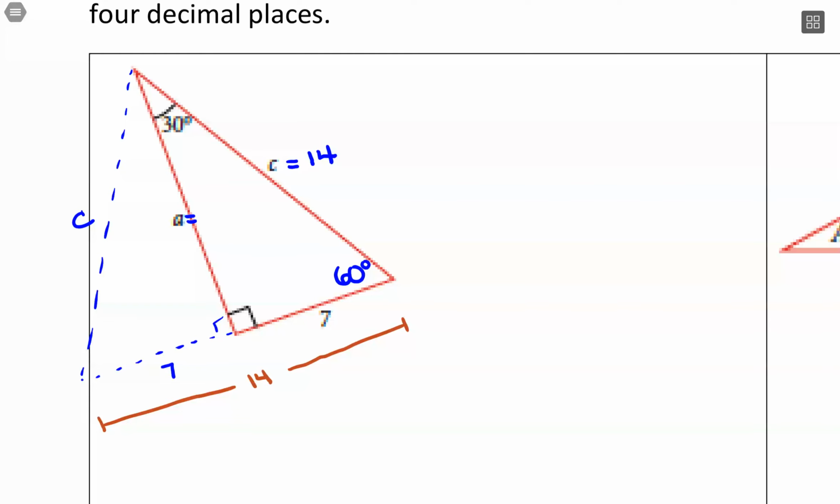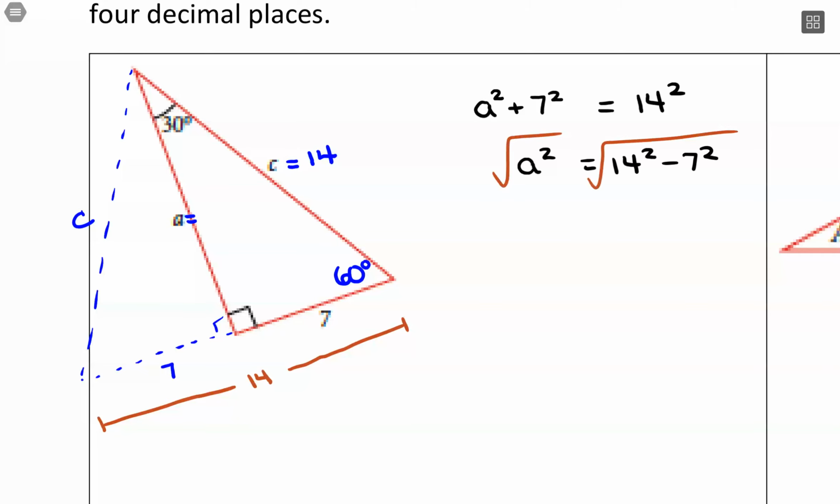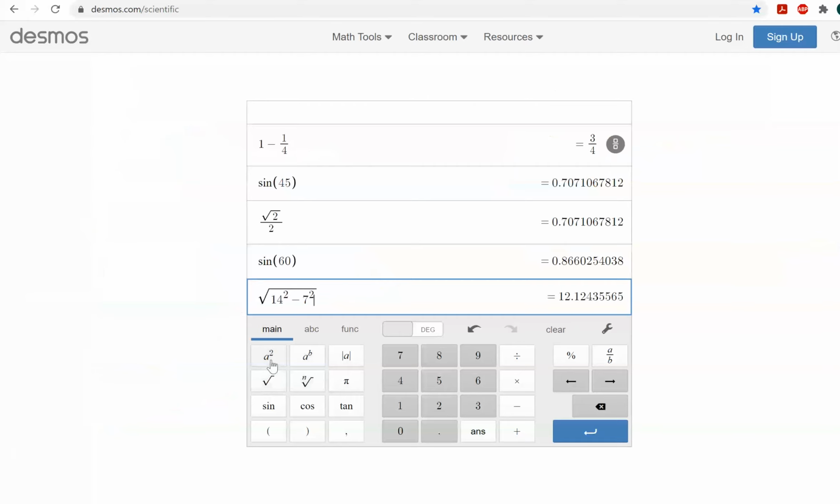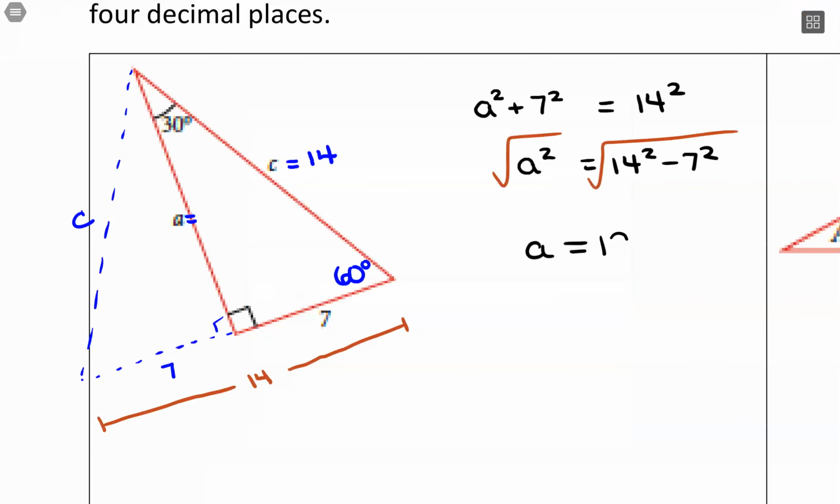So C is the hypotenuse, so we're going to have 14 squared alone on one side, and the other side will have A squared plus 7 squared, so A squared plus 7 squared equals 14 squared. And then I'm just going to solve through. A squared is equal to 14 squared minus 7 squared. Then I'm going to end up taking the square root, and I could just plug all of that into the calculator at once. So A is equal to, and I'll go ahead and show you this on the Desmos calculator, square root of 14 squared minus 7 squared. So about 12.12. And with that, we solved the triangle.